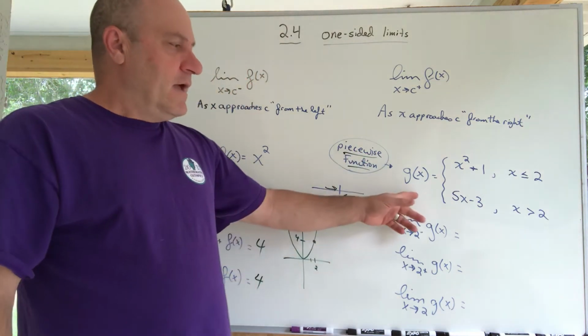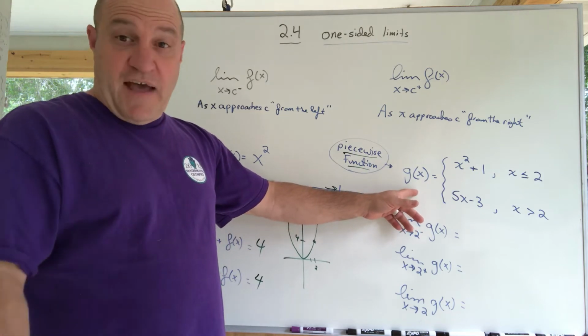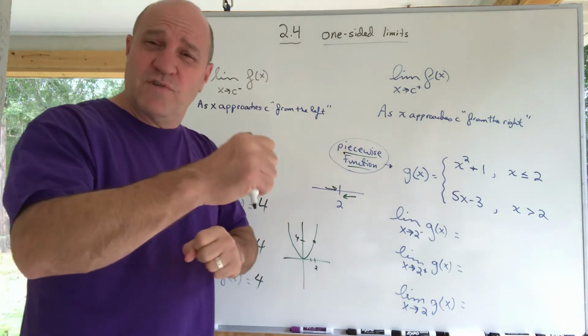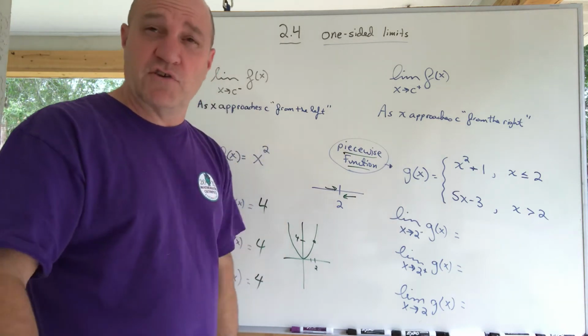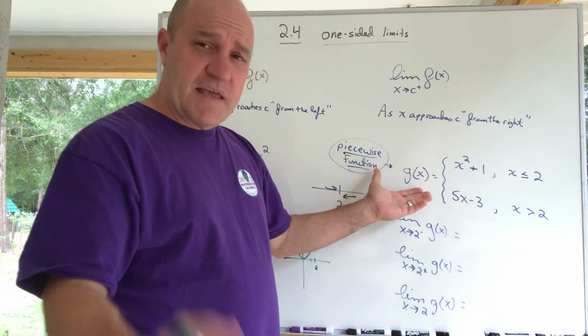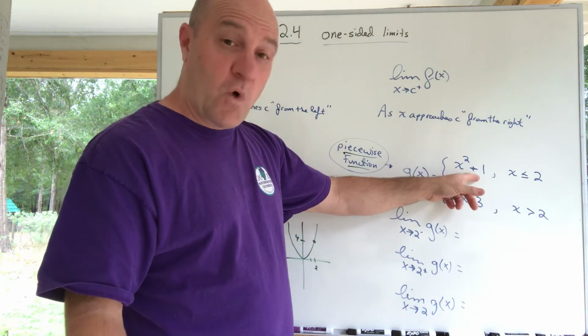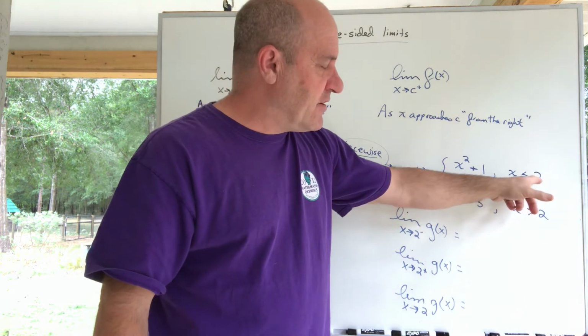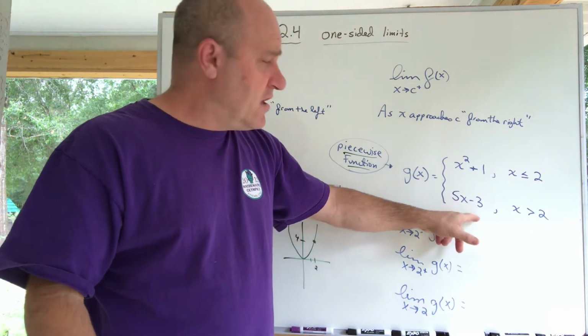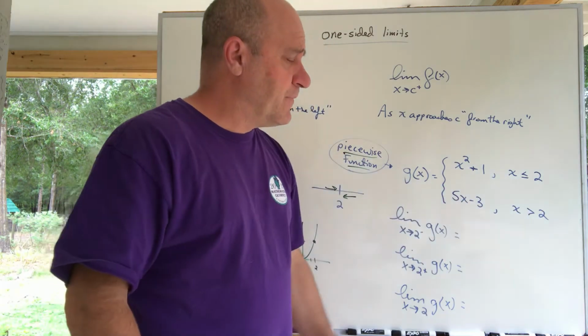And so this is a function defined in two pieces, and we're going to work a lot with this in 2.4 because these are a good way to have a discontinuous function, because this function g is defined to be x squared plus 1 when x is less than or equal to 2. It's defined to be 5x minus 3 when x is greater than 2.